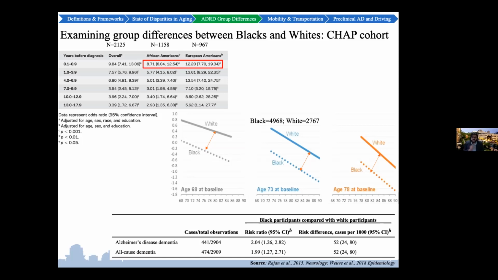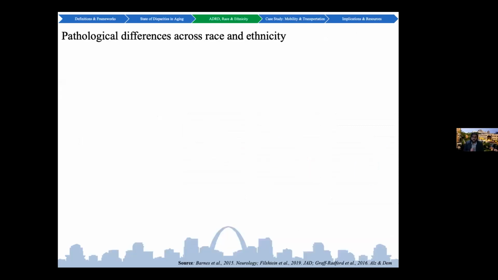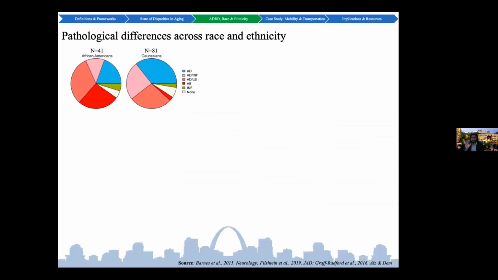And within that same paper, the authors also examined the relative risk for predicting those that developed Alzheimer's disease. And what they found was that Black participants were twice as likely compared to whites to have both all-cause dementia and also specifically Alzheimer's disease. So that's in a cohort of living individuals. Let's go on to the other side of the fence in terms of looking at some pathology data.